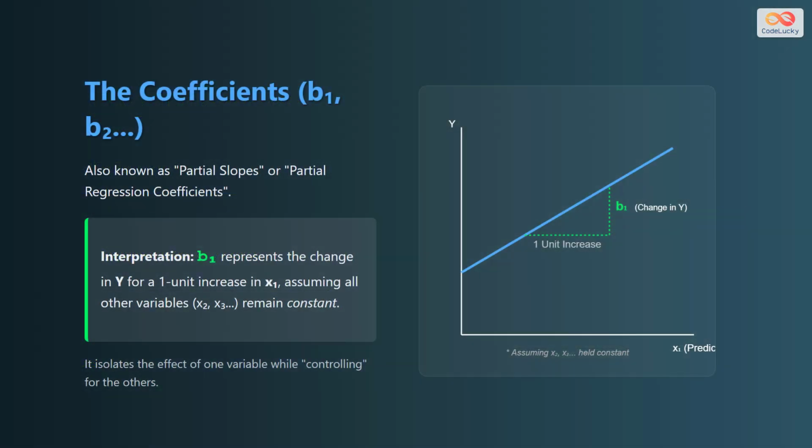Next, let's look at the coefficients, like b1 and b2. These are often called partial slopes. The interpretation here is crucial. b1 represents the change in y for a 1-unit increase in x1, assuming that all other variables, like x2 and x3, remain constant. This is powerful because it allows us to isolate the specific effect of one variable while controlling for the influence of the others.